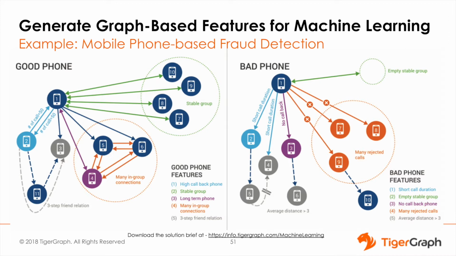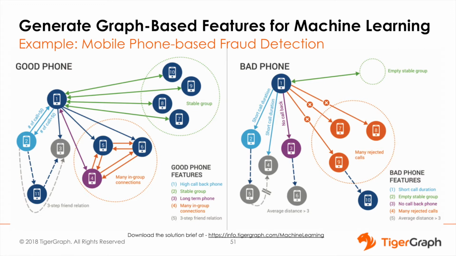The figures here illustrate a few of those features. One feature is, a customer with a good phone calls other customers and the majority of the calls are returned, indicating familiarity or a trusted relationship. Two, a good phone also regularly calls a set of phones every week or month, and this group of phones is fairly stable over a period of time. Phones in this stable group also call each other, making so-called in-group calls.